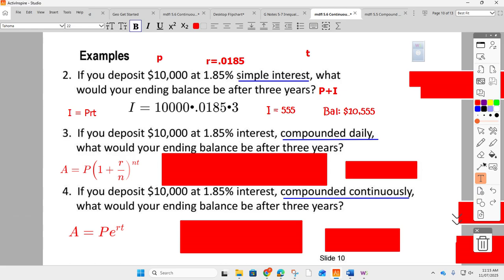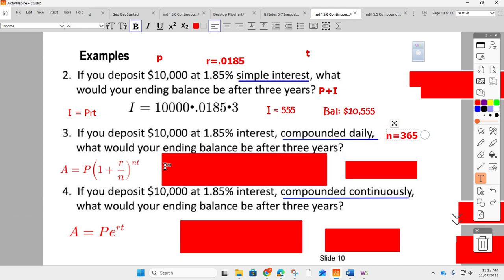What does the n stand for? This is something you have to know. If you're using this compounded daily formula, you have to know that the n represents how many times it's compounded in a year. So daily, you have to know that the n equals 365. So that's different, so we're going to type that in. The time is still the same.